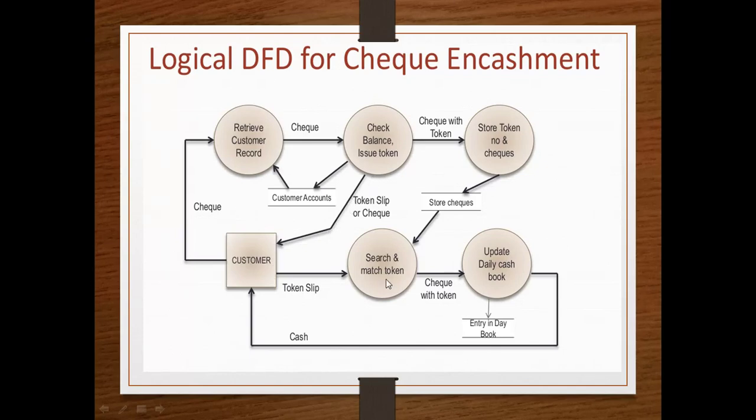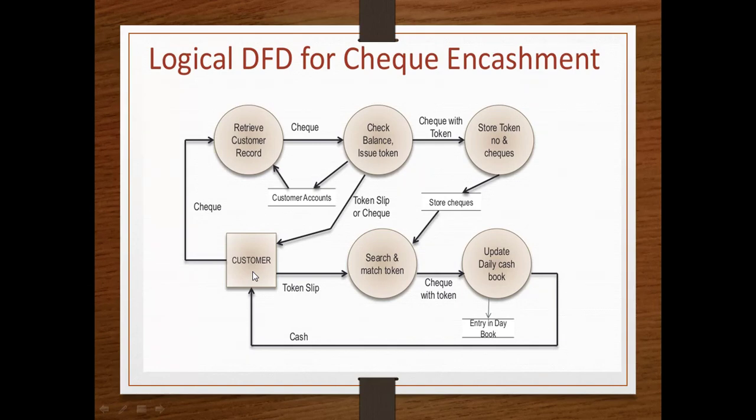A token slip is given here. The check with the token is stored here. The token number and checks are stored. The check is stored here, and the token is matched here. If the token is matched, the update to the daily cash book is done, the entry into the day book data store is done, and the cash is given to the customer.